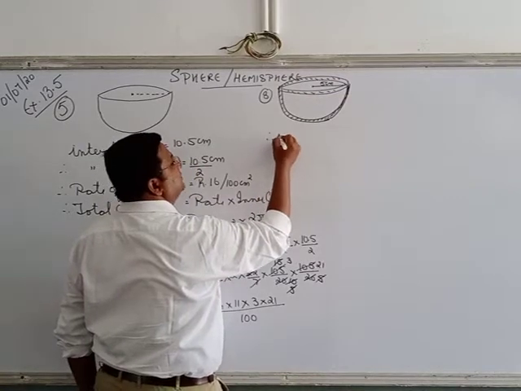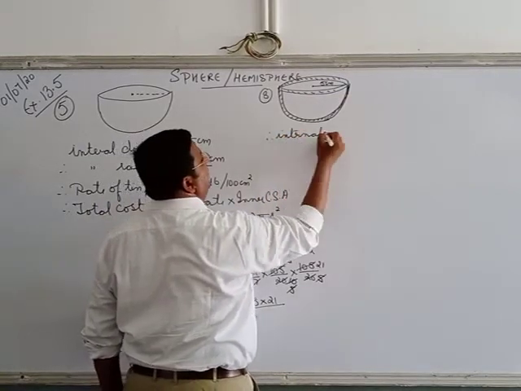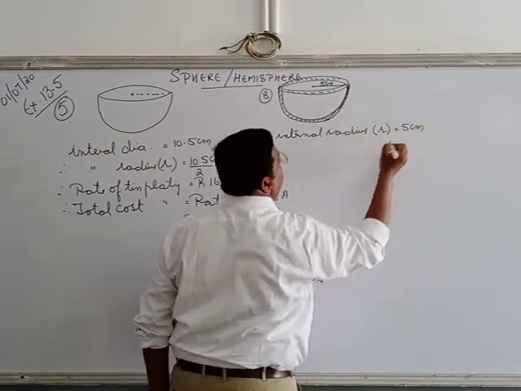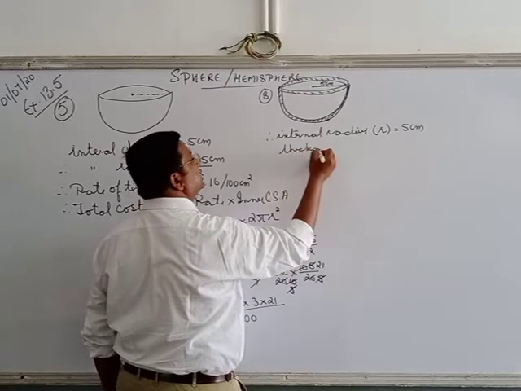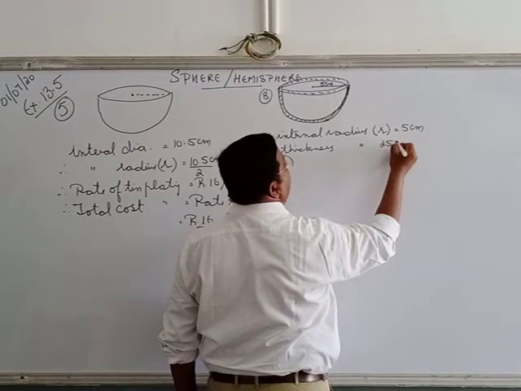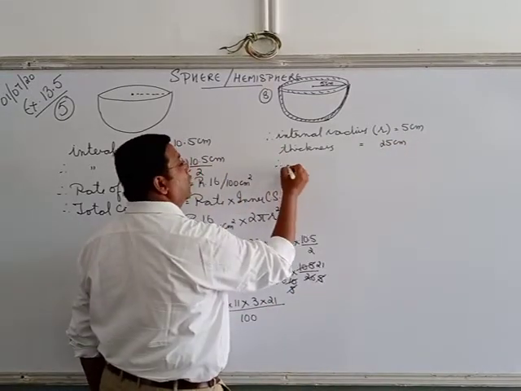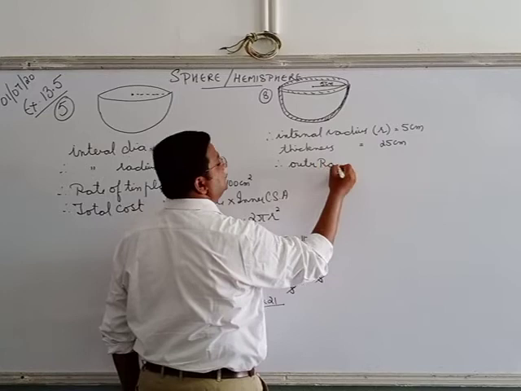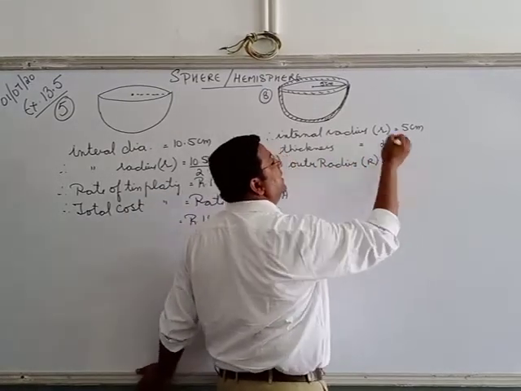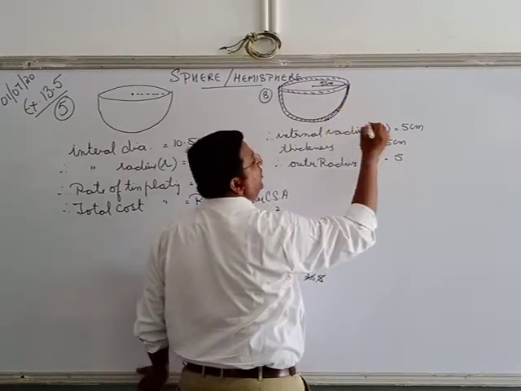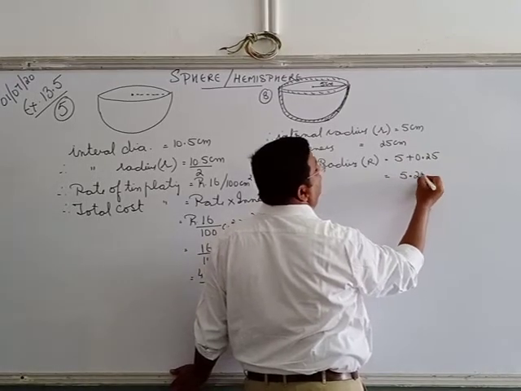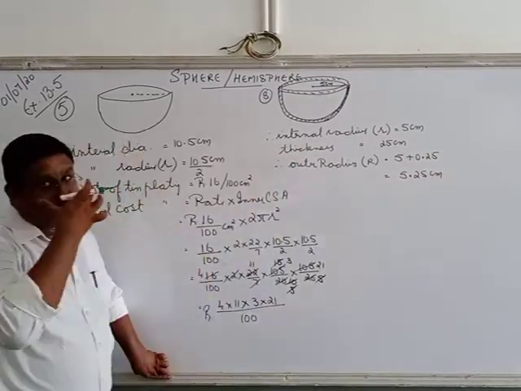Right? So what is given to us? Internal radius, that is the small r, is 5 centimeter. Thickness is given to us. Thickness is equal to 0.25 centimeter. So therefore, outer radius: you can see in this figure, inner radius 5 plus this thickness is going to be added, 5 plus 0.25. So the outer radius is 5.25 centimeter.